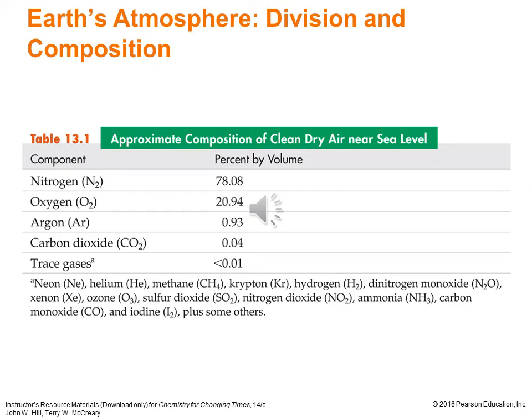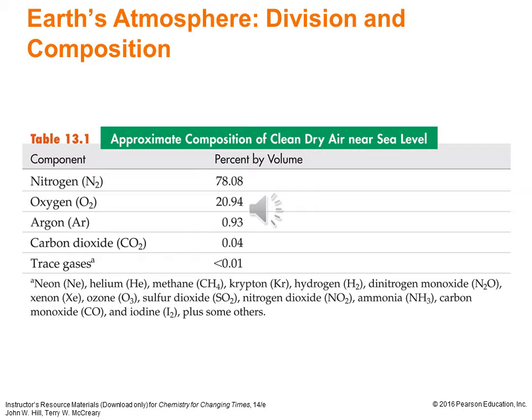So, looking at the approximate composition of clean, dry air near sea level, we're overwhelmingly nitrogen, dinitrogen, right? One of those diatomic elements. So 2 nitrogen atoms with a triple bond together. So very, very stable substance. And that's about 78.08% of the atmosphere by volume, at least at sea level.